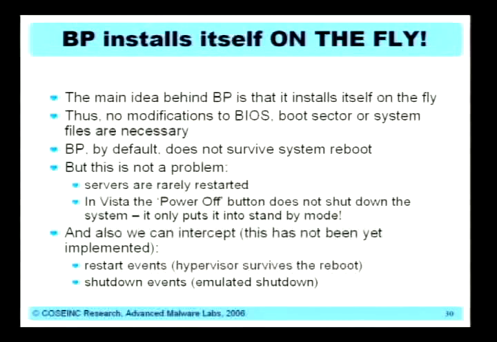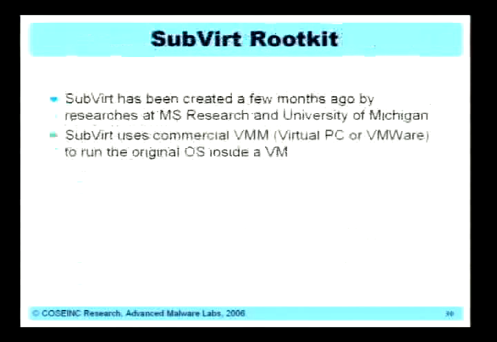And also, we've seen this Subvert rootkit, which I'm going to talk about in a minute, from Microsoft Research, which used VMware, and they actually implemented emulated shutdown and emulated restart. So we probably can do the same. I haven't implemented it yet, but we can probably do the same. We can actually emulate all the restarts, so we can have our non-persistent malware become persistent without any modifications to disk. This is something for the future.